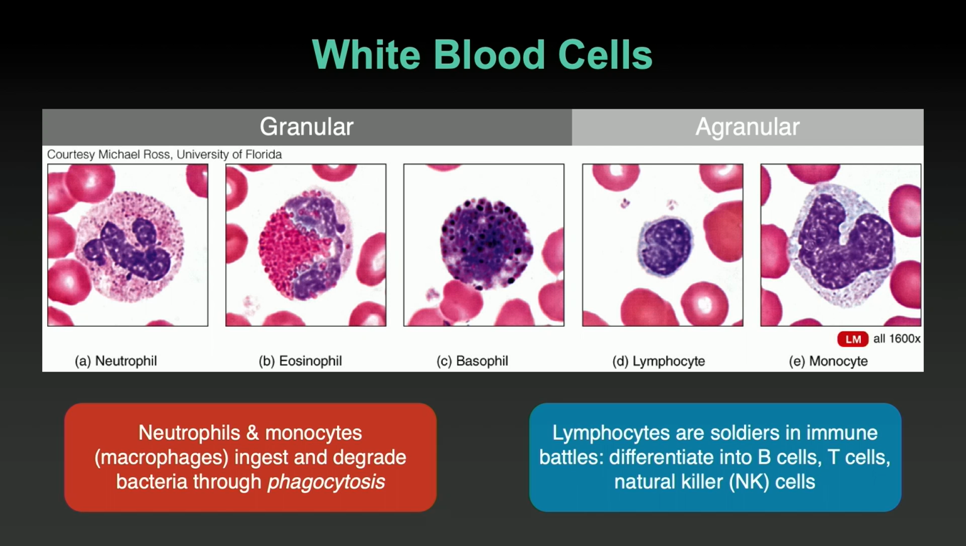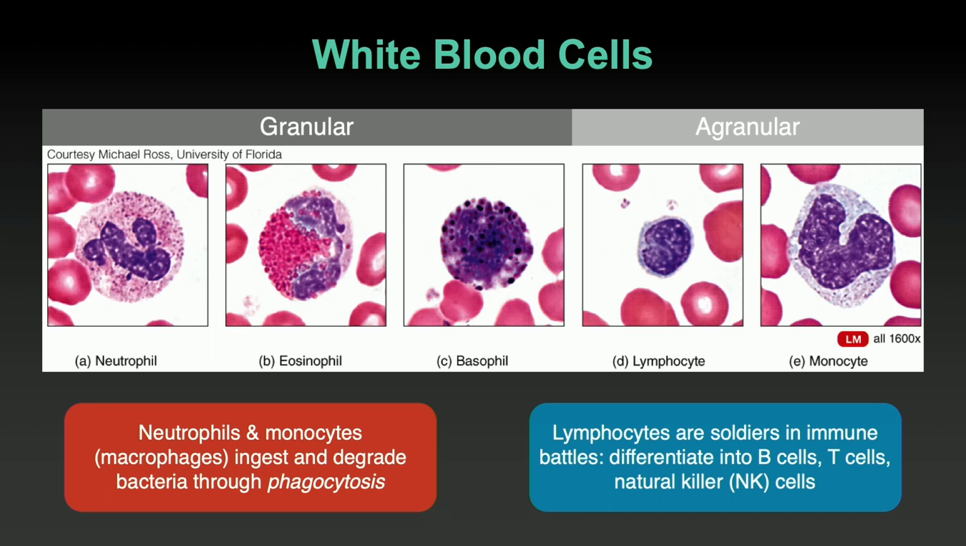So B cells, T cells, and natural killer cells are differentiated lymphocytes. If you're curious, there is a big family tree of all of these cells in chapter 19 of the book. It's more detailed than I care to go into, but you can see how they're all arranged if you so choose.